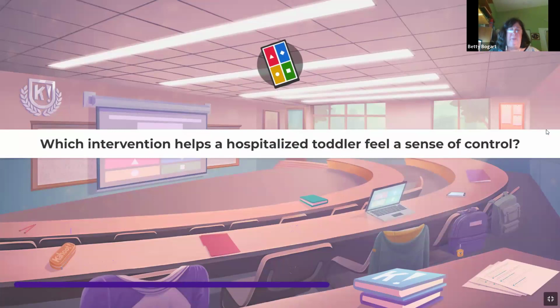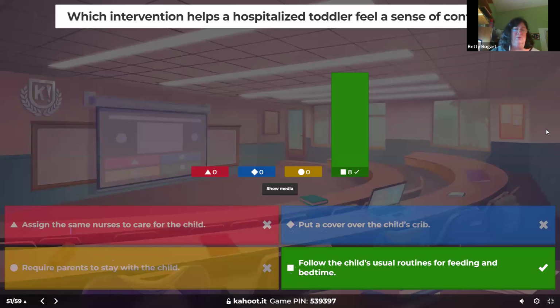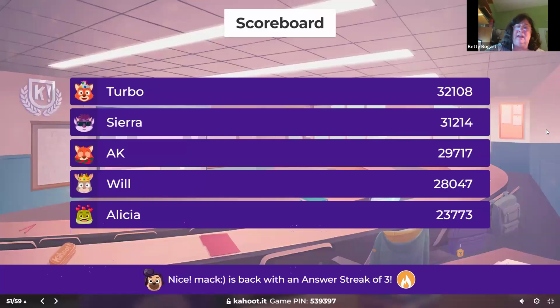Which intervention helps a hospitalized toddler feel a sense of control? Excuse me. Remember, toddlers are really, I think, the most difficult, and it's the routine. Very good. Keep mommy with them.